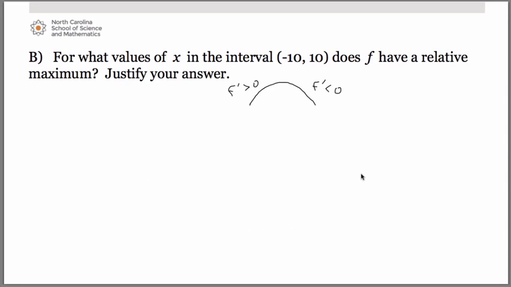Let's talk about how we will write that up. Again, we're going to be very specific in terms of what function is having a relative maximum. So f will have a relative maximum.